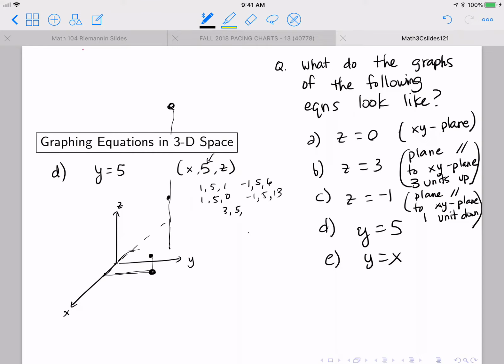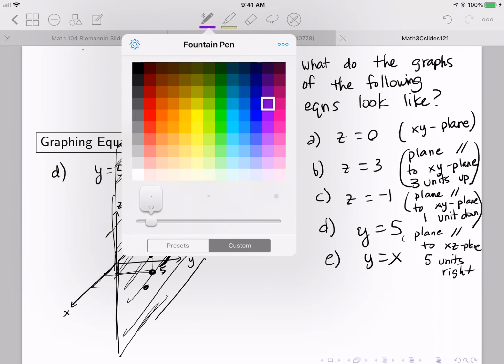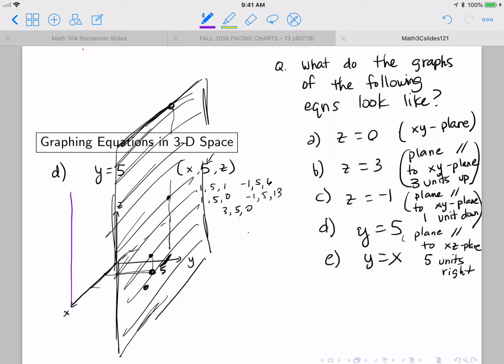Okay, 3, 5, 0. Do you see what's in common with all these points? They all have to be in this plane here. It's like there's a wall at the point of y equals 5. Do you get that? So y equals 5 is going to be a plane that is parallel to the xz plane, and it is 5 units to the right. Just to help, because I know this is new, the xz plane looks like that. So imagine that xz plane, but shifted right 5 units, and the equation for that is y equals 5.